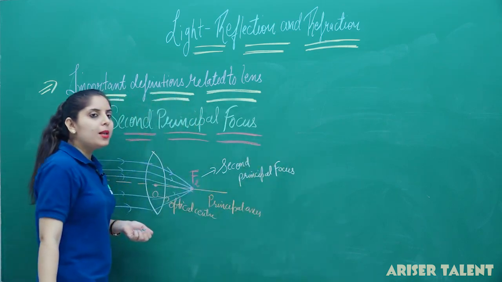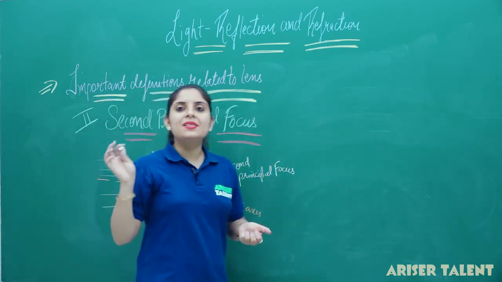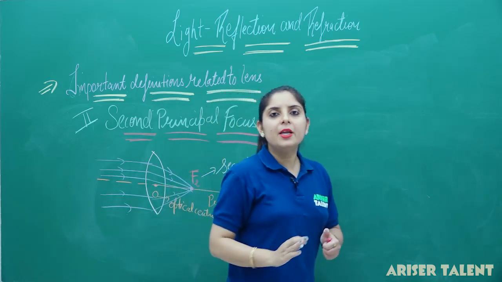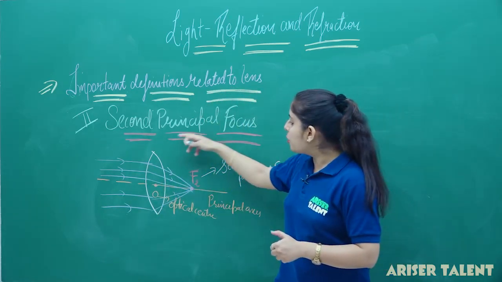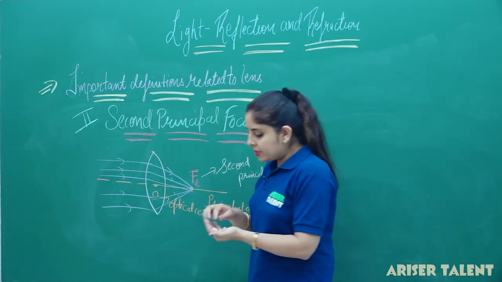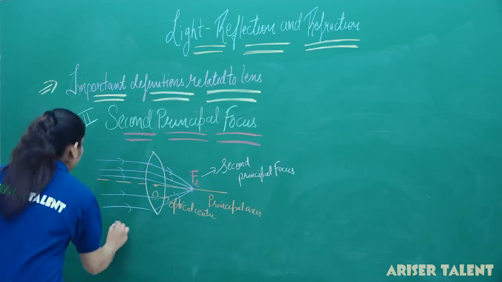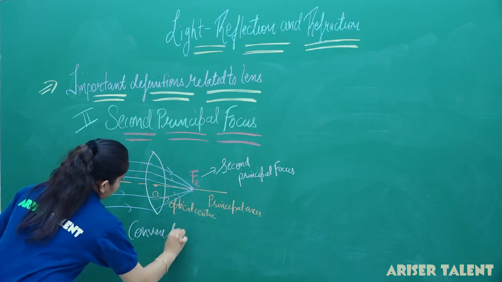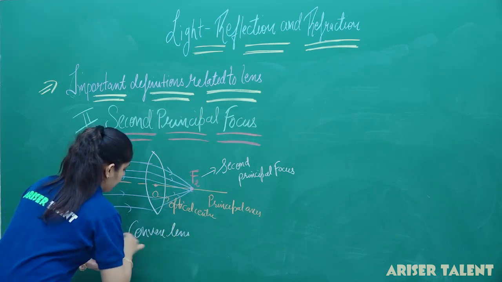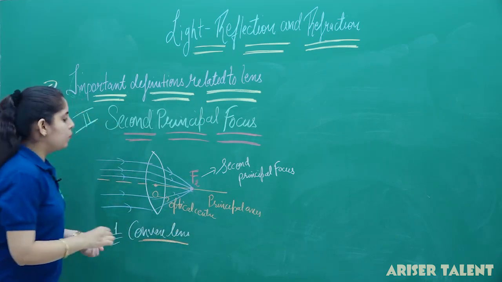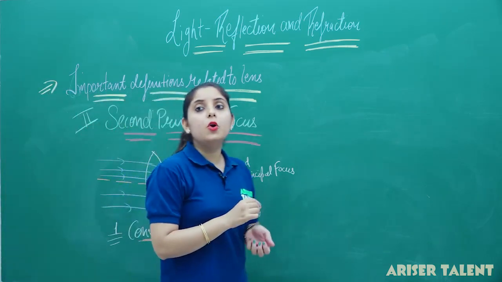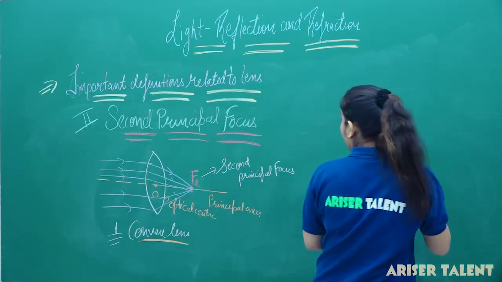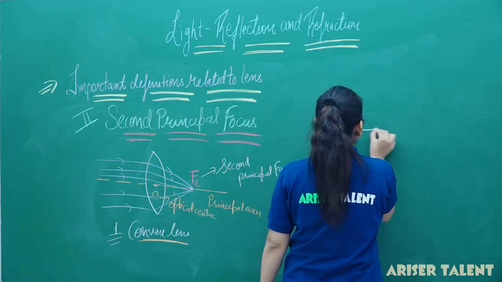Now what will be the focal plane? The plane which is passing through this point and perpendicular to the principal axis will be called the focal plane. So this is the first part we have seen, that is in case of the convex lens. Now, the second thing is about the concave lens. So let's see what will happen in case of the concave lens.